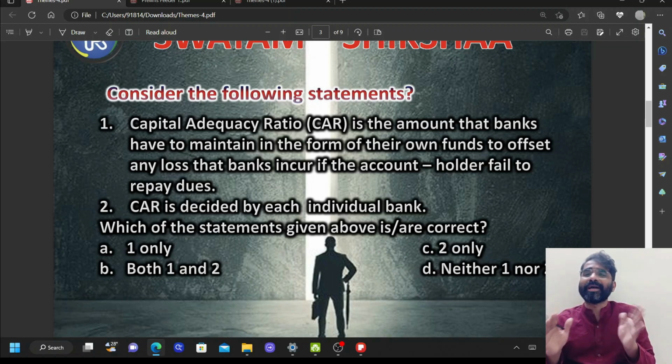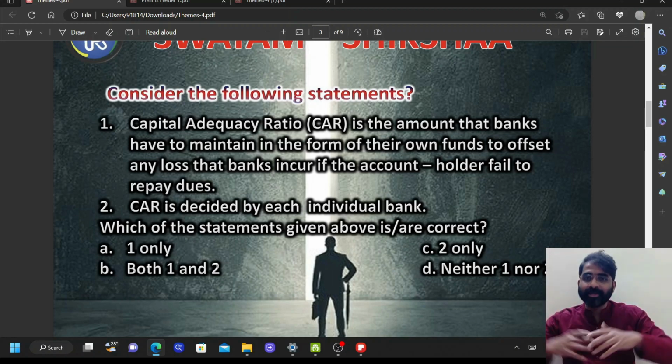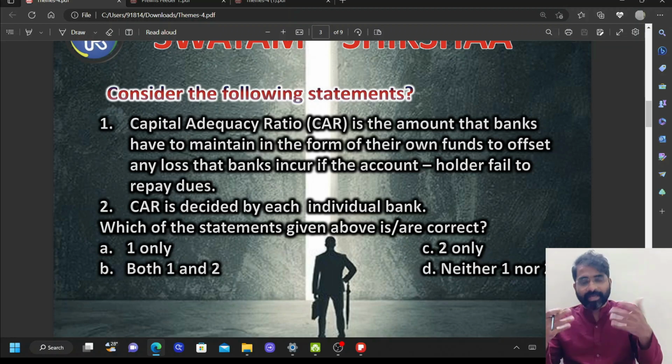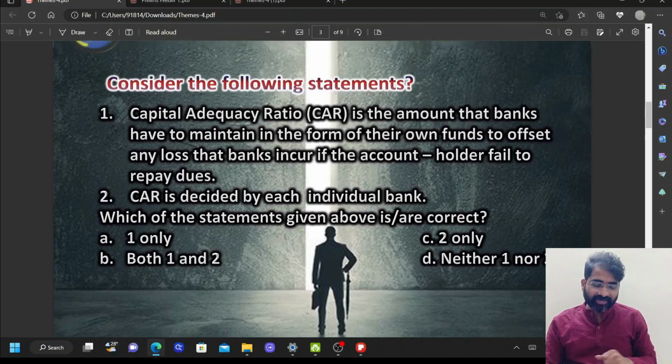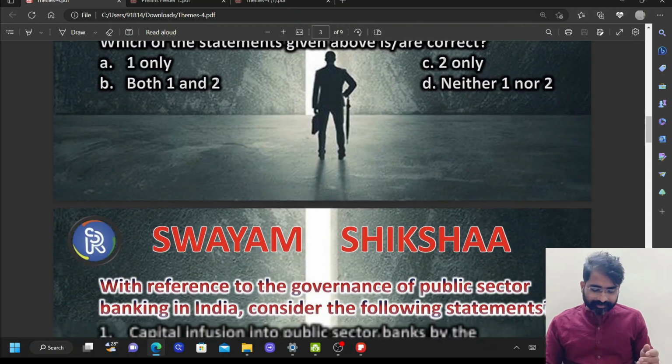No, it is not decided by the bank. Basically, Basel guidelines decide the CAR, the capital adequacy ratio. RBI will say you maintain 9. You Indian banks maintain 9, not 8, which Basel is saying. So who is saying that? It is RBI, not the bank here. Okay, so this is what we should understand. Once that is clear, the answer should be 1 only. Very simple question here.